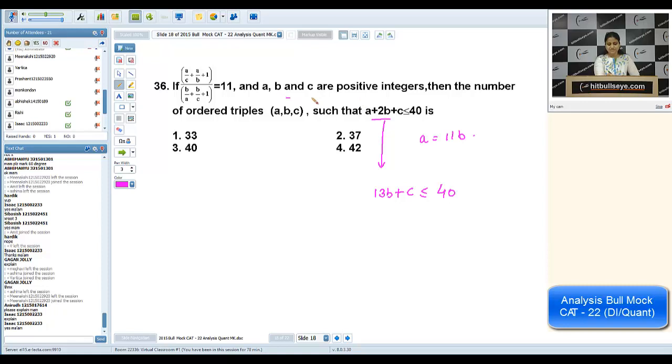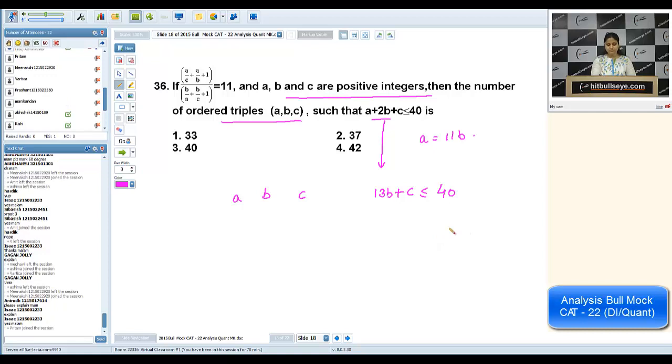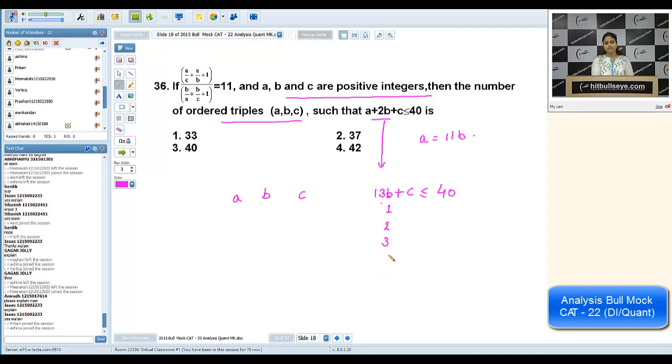See the question, a, b, c are positive integers and we want to take ordered triplets. Ordered triplet means order will matter here. So we are just writing the equations, the values. Obviously b and c are both positive integers, so the least value of b can be 1, or 2 or 3 and so on. But we cannot exceed 3. Why so? Because if I take b as 4, it will be 13 into 4, which is 52. So you are adding c, which is a positive integer, to 52. It will never be less than or equal to 40. So the maximum value of b can be 3 here.